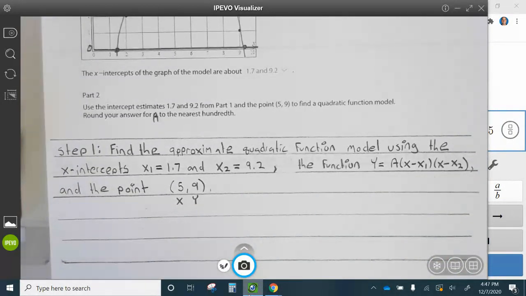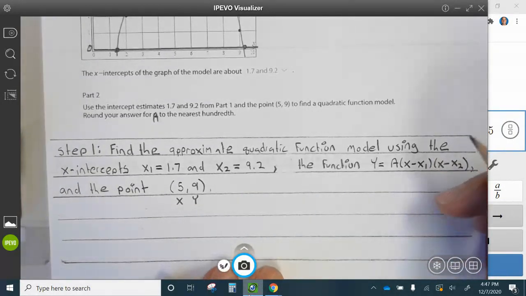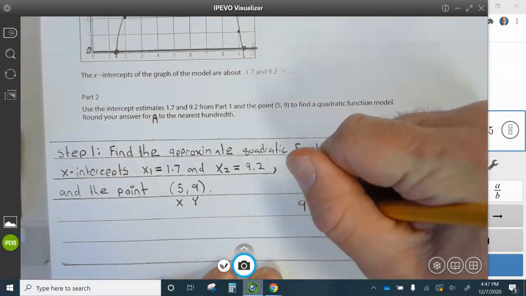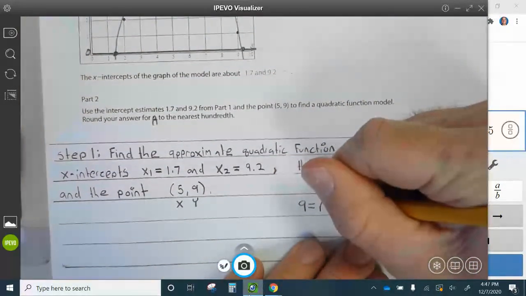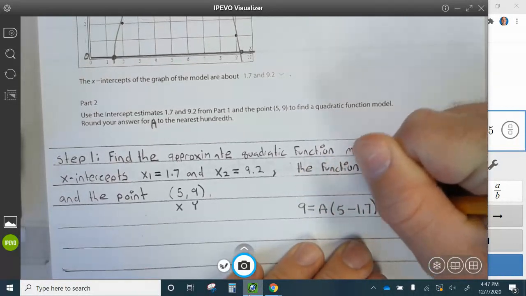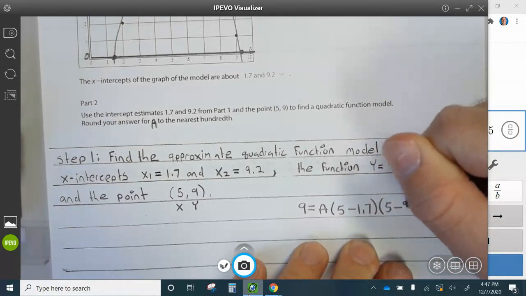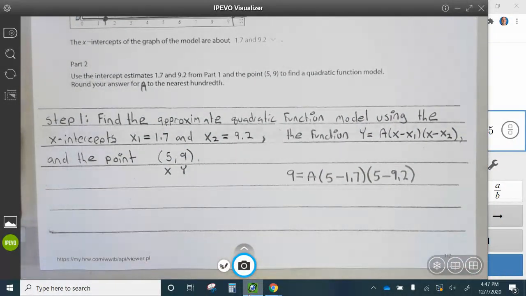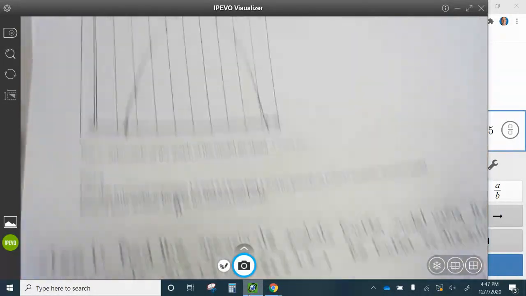So that is our y value, which is 9, equals A, we don't know, times x, which is 5 minus 1.7, and 5 minus 9.2. Go ahead and write that down. All right, let's move on to step 2.